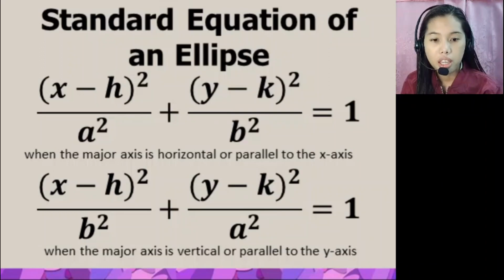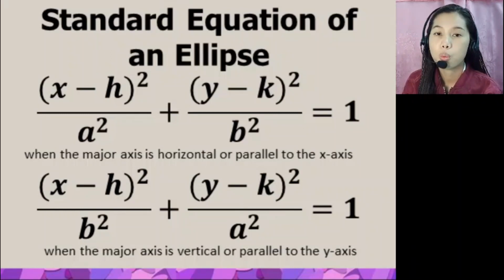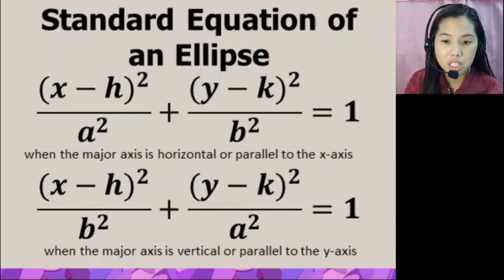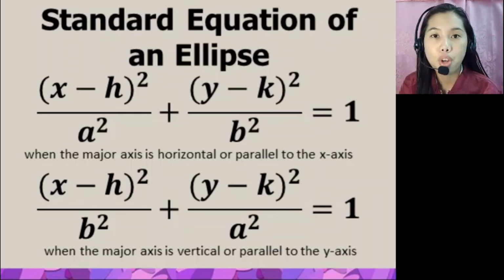So if you have, for example, quantity x minus h squared all over a squared plus quantity y minus k squared all over b squared equals 1, where a is greater than b, then the major axis is horizontal, or it is parallel to the x-axis, because if you have noticed, our bigger denominator falls under x.